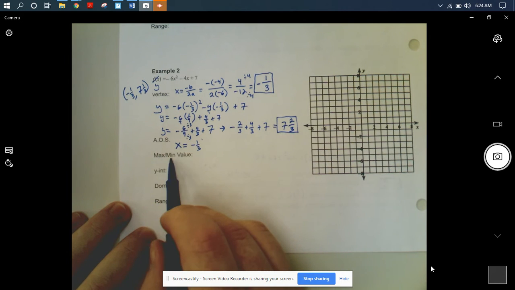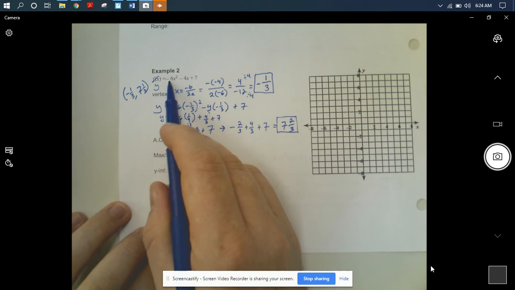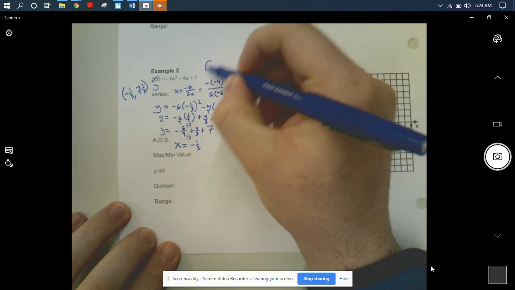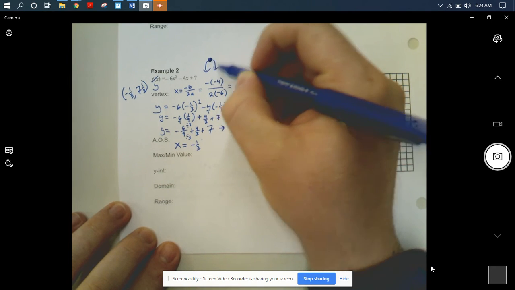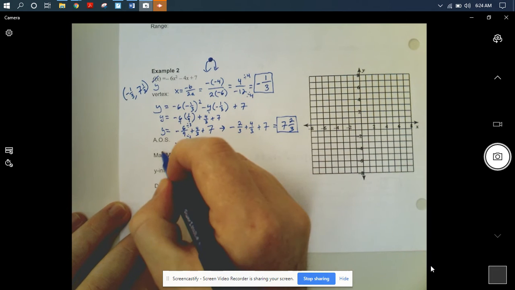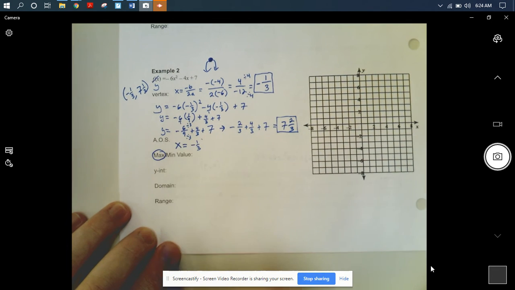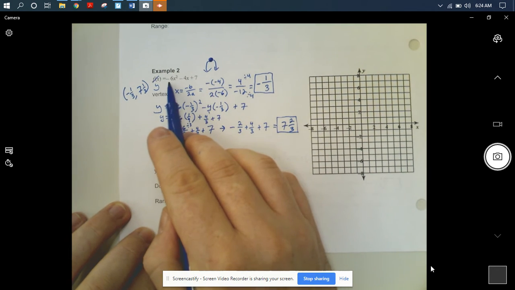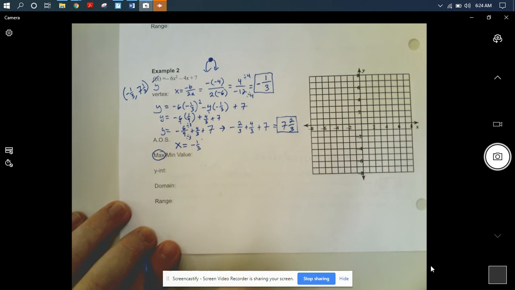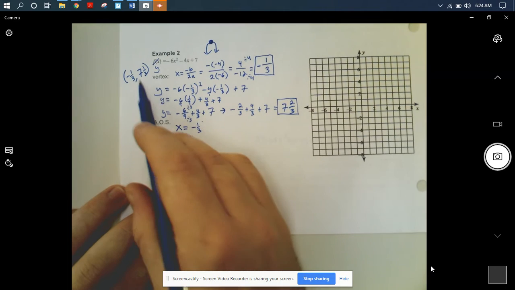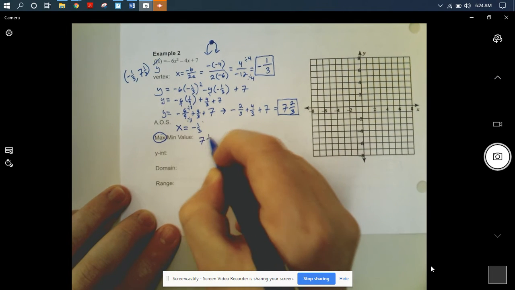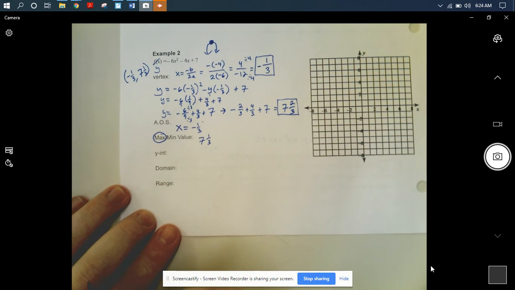We want to know if we have a max or a min. So since we're opening down, our picture is going to look something like this, right? And that point is greater than all the other points on my curve, so we have a maximum. And the reason I know it's opening down is because I have that negative 6. What's the value we're going to use? Well, we have a maximum at the y value. So 7 and 1/3 is going to be our maximum value.